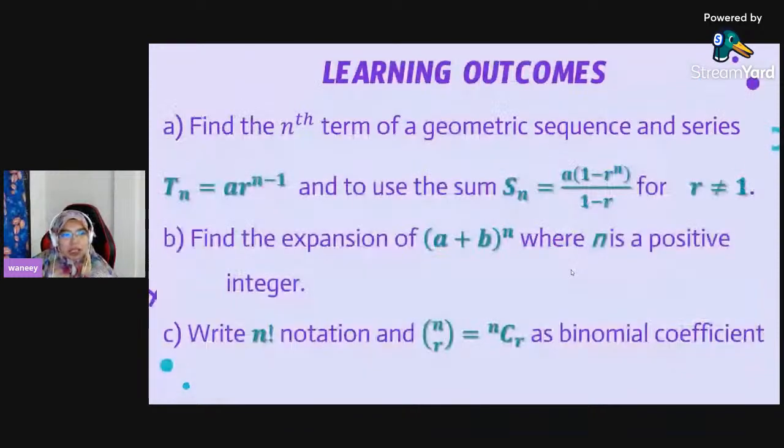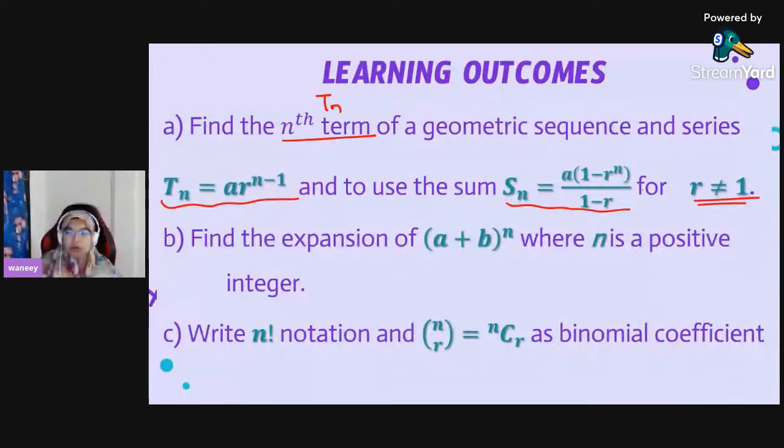The learning outcome for today: you should be able to find the nth term of a geometric sequence and series. The nth term means Tn. You should be able to use the formula Tn equals ar to the power of n minus 1, and the sum formula Sn equals a(1 minus r to the power of n) over 1 minus r, for r not equal to 1. Otherwise we get 0 in the numerator, and that will make everything become infinity. So that is for 3.1 sequences and series.